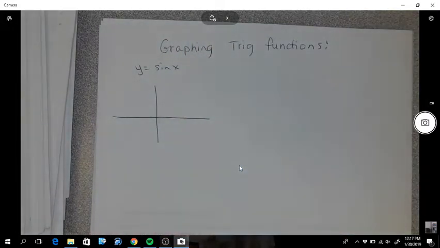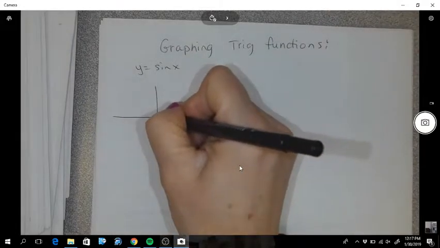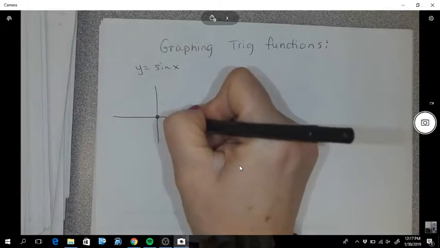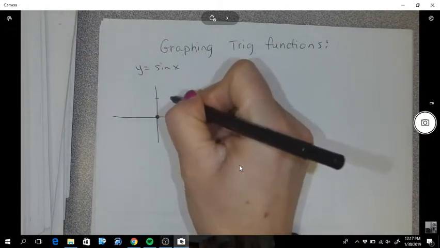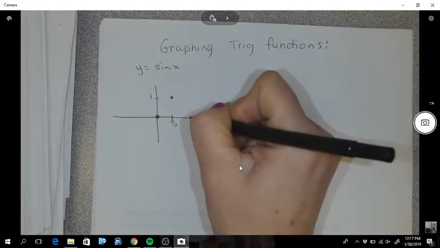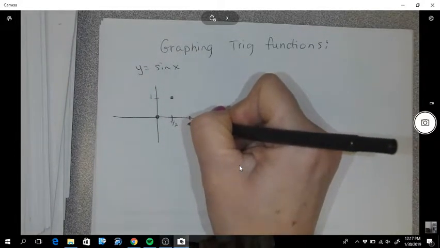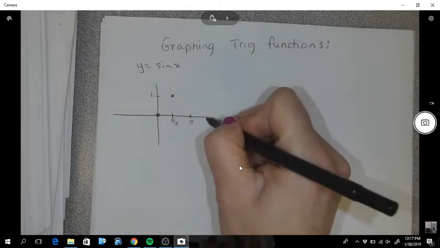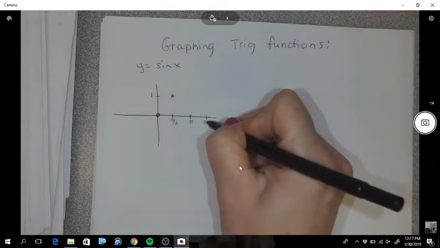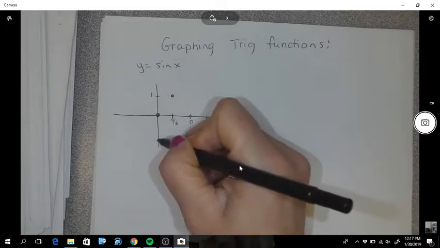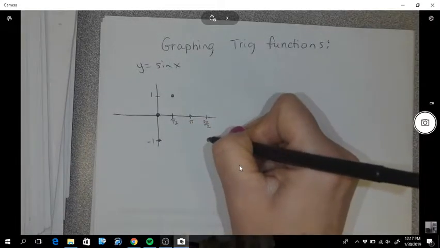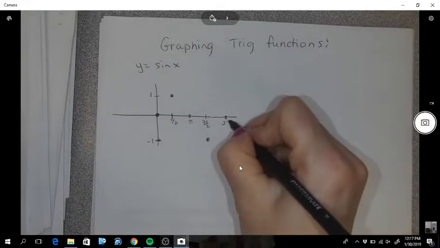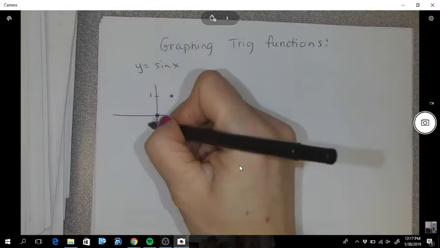Okay, so let's start with the sine of 0. So sine of 0 degrees is 0. The sine of 90 is 1. The sine of 180 is 0. And then when we go to 270, the sine becomes negative 1. And then when we go back to 360 degrees, sine becomes 0 again.